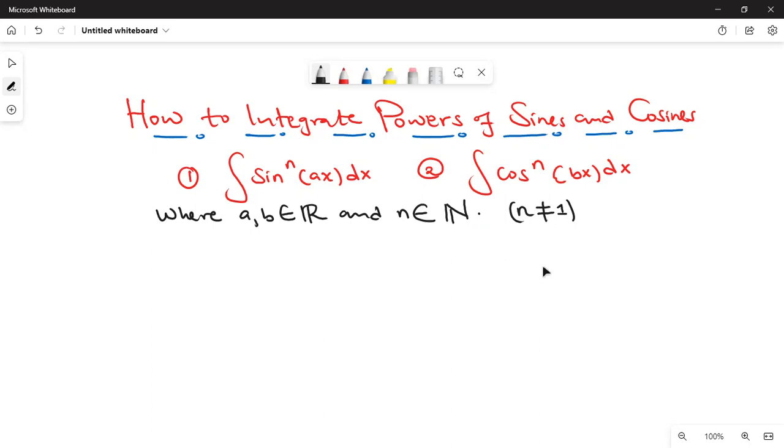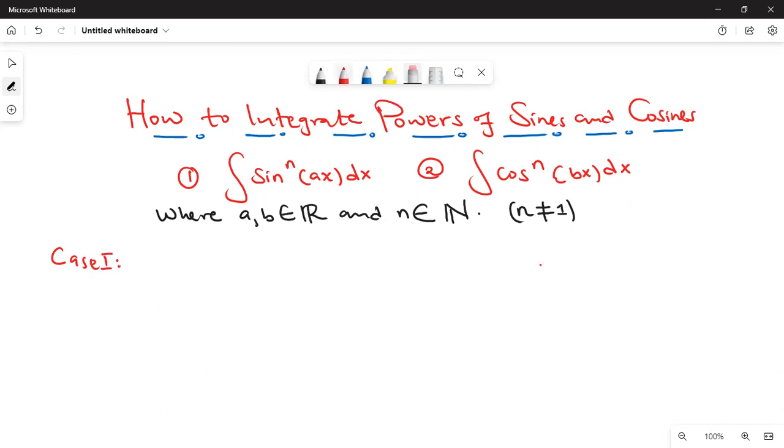When we talk of powers of sines and cosines, remember you can have odd powers or even powers. So let's start with the first one, case 1, the case where you have odd powers. Okay, let's start with the even powers, then we look at the odd powers later.